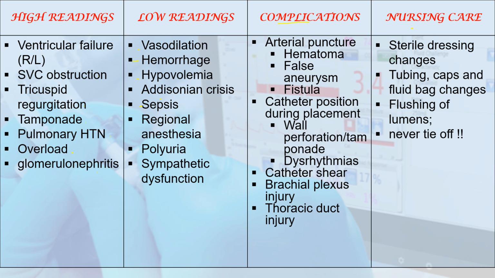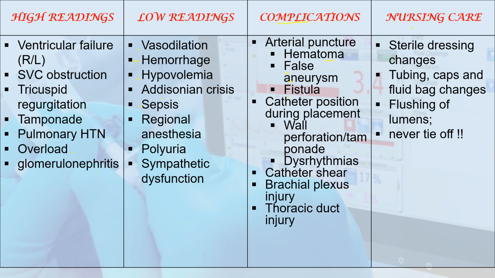Next are the complications. Which complications can we expect when the patient is on a central venous pressure catheter? That is arterial puncture. If there is arterial puncture, then the patient presents with hematoma, false aneurysm and fistula. Then catheter position during placement, valve perforation or tamponade and dysrhythmia. Then catheter shear, brachial plexus injury and thoracic duct injury are also possible.